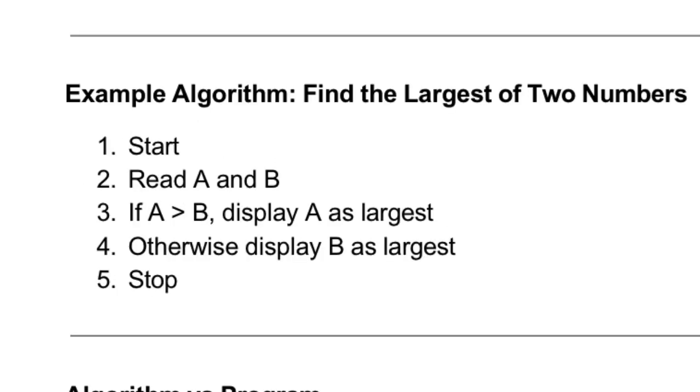Next is an example of an algorithm. The problem is to find the largest of two numbers. First step is start, then read two numbers a and b. Third step: if a is greater than b, display a as largest. Fourth step: otherwise display b as largest. Then the next step is stop. This is another example of an algorithm.